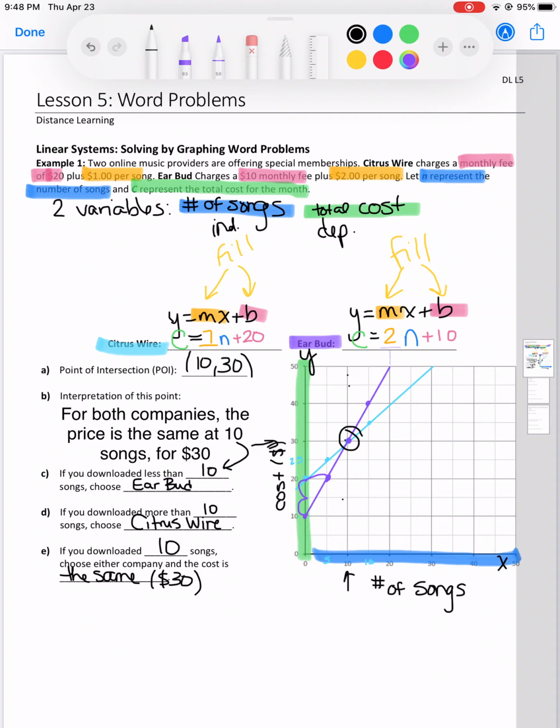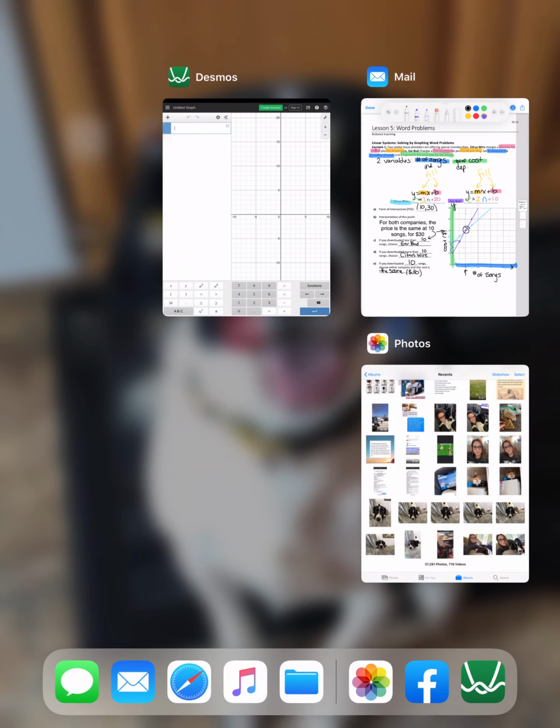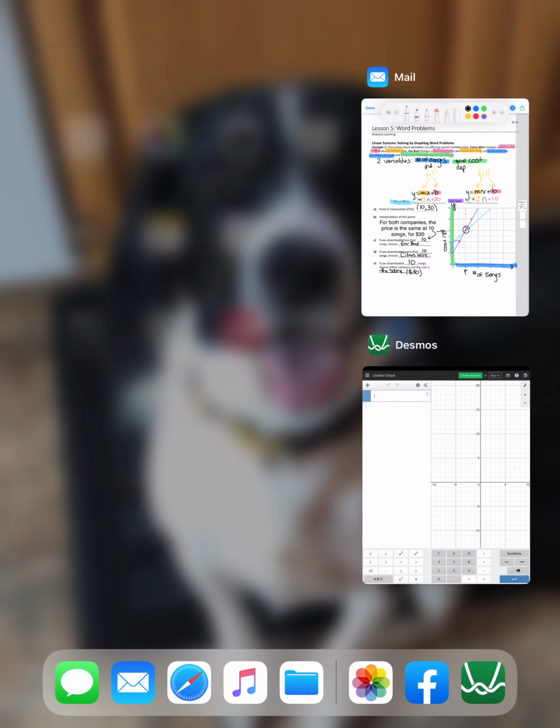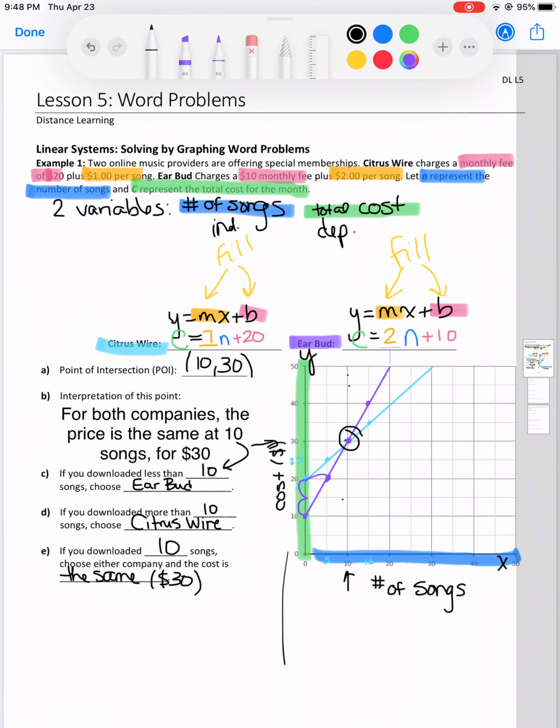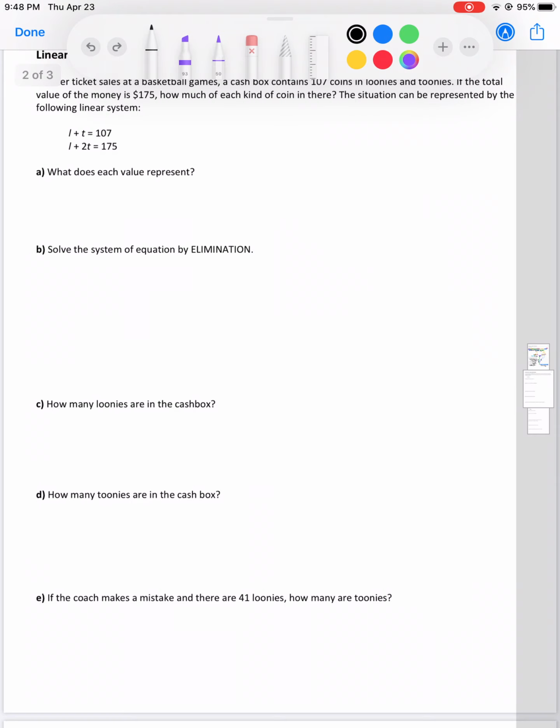So next question, same idea. I'm just going to not graph it, but again, I'm going to have Desmos right there, so we're going to graph it after. Okay, next one.